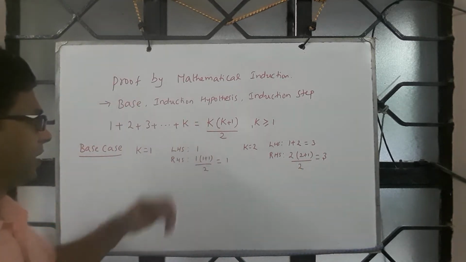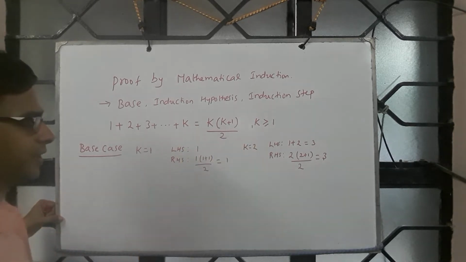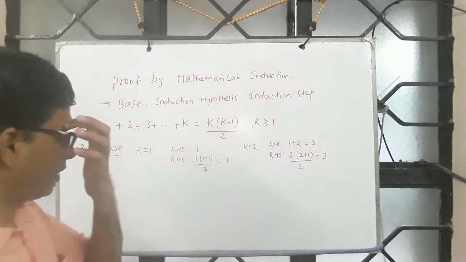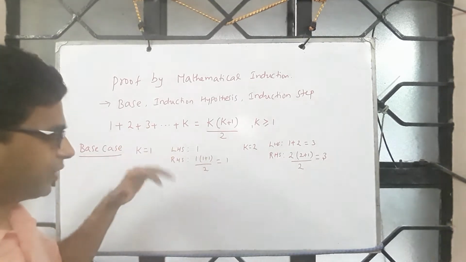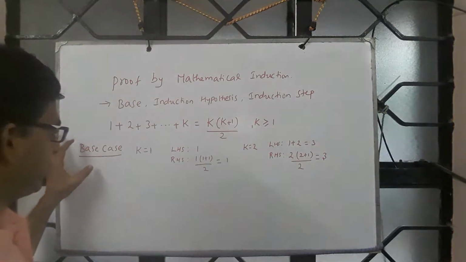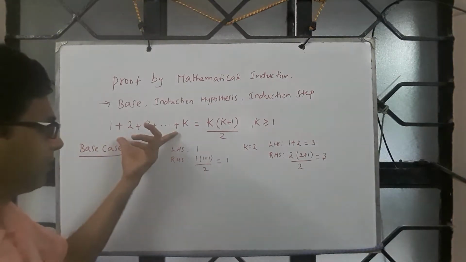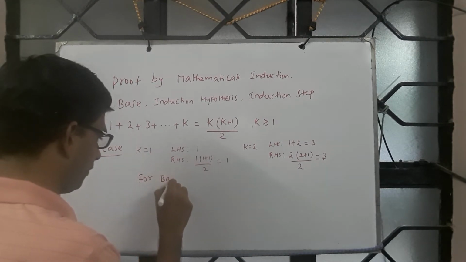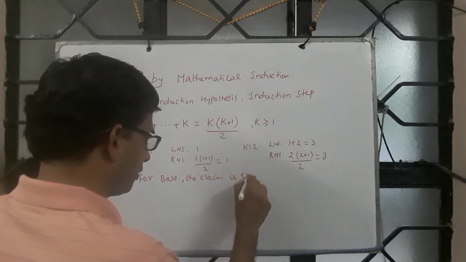So this is our claim. Claim is the sum of first k natural numbers is k into k plus 1 by 2. We experimented with some values, and finally we arrived at this formula. Now we want to show that this formula is indeed true for any k. And to establish that it is true for any k, we want to use this technique. As part of base case, we have verified for small values of k. For example, 1 and 2, we see that this sum matches this formula. So for base case, the claim is true.